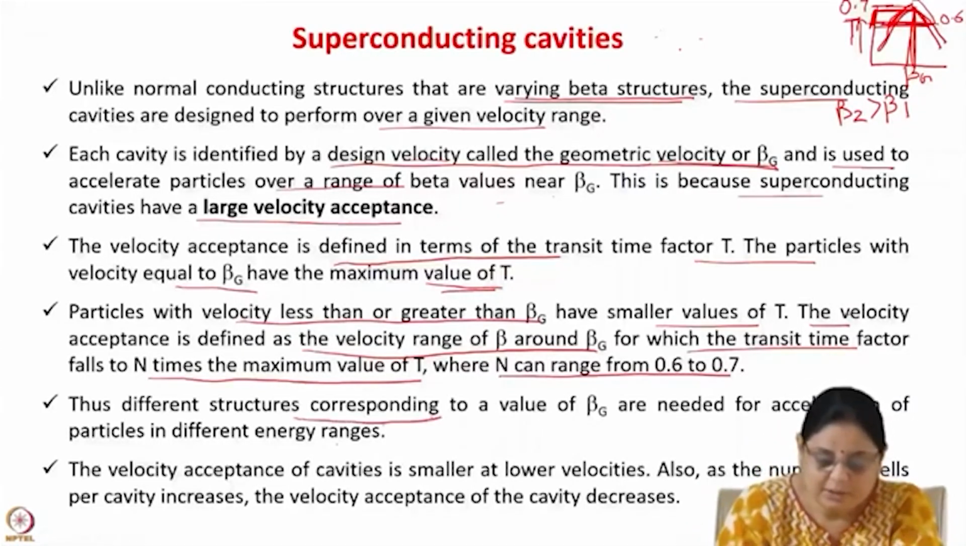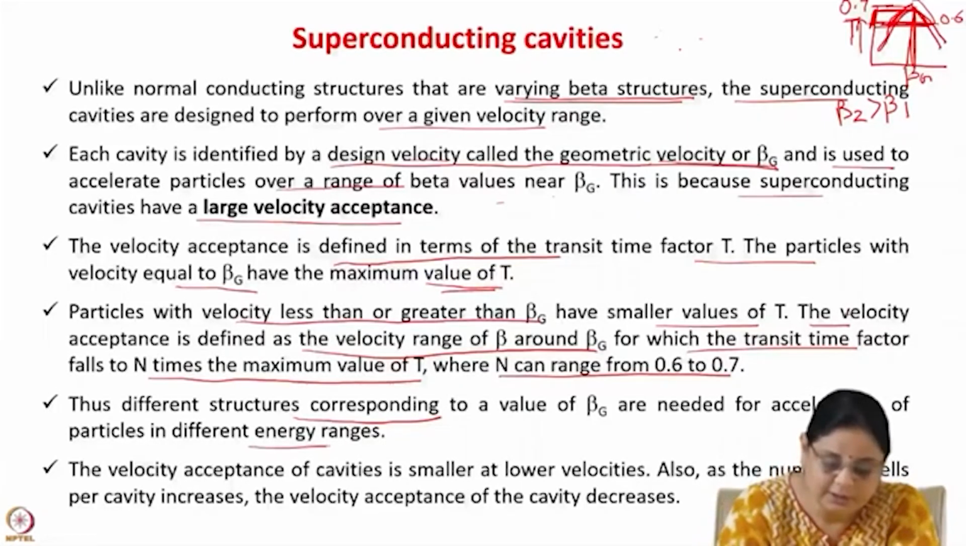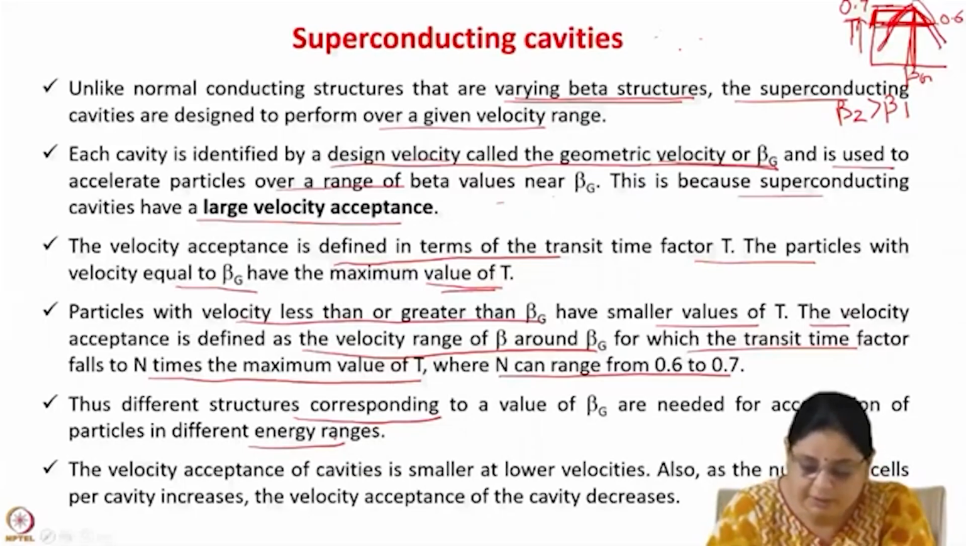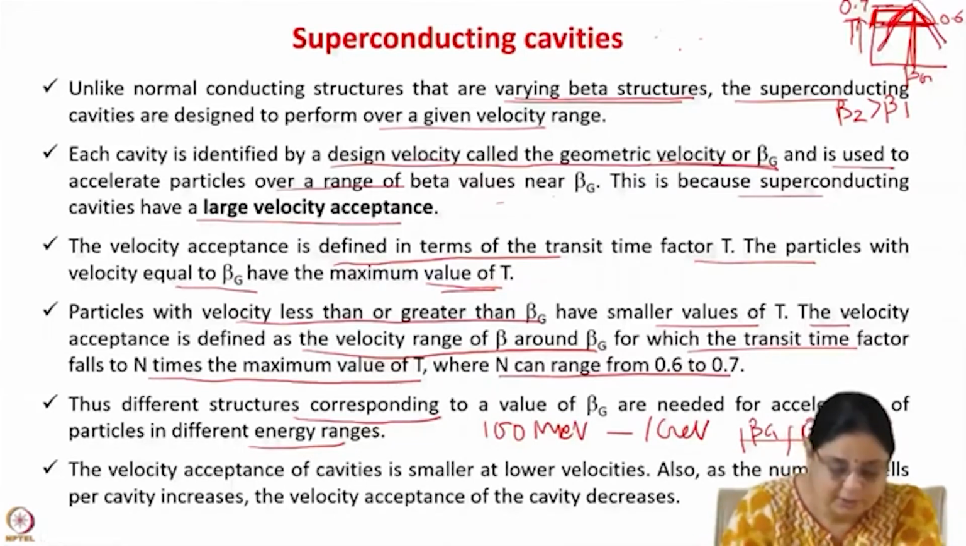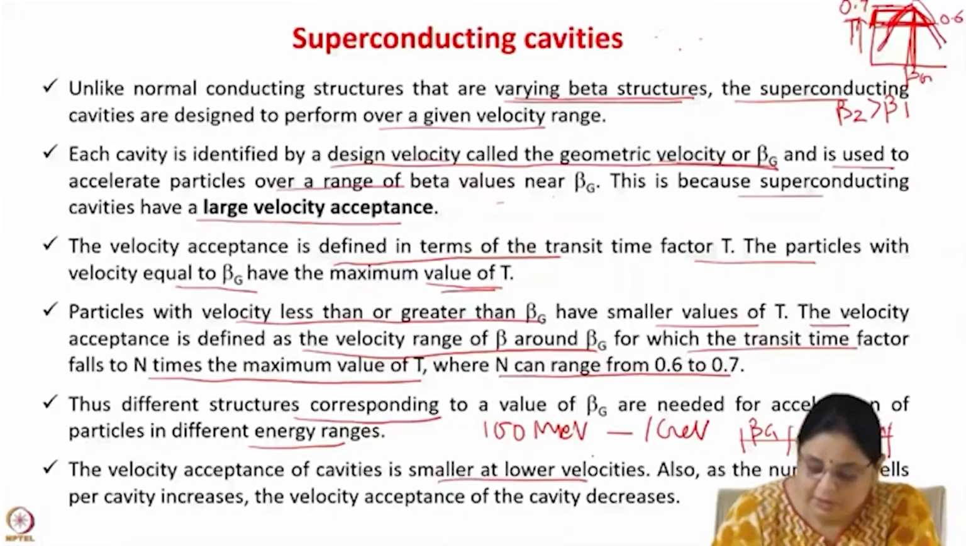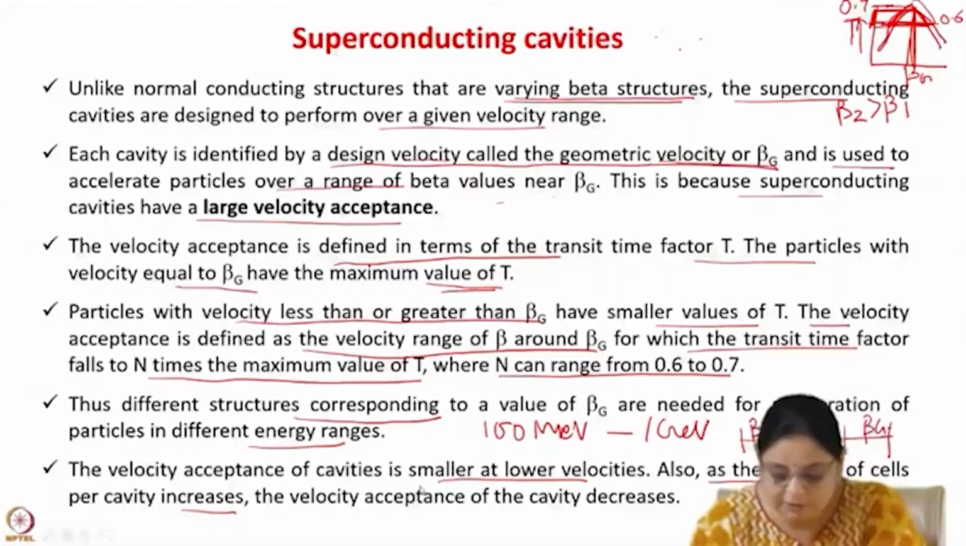The different structures corresponding to the value of beta g are needed for acceleration of particles in different energy ranges. So if you have to accelerate, let's say protons, from 100 MeV to 1 GeV, you divide it into different types of structures, let's say 3 structures with different beta g, and you use these structures for acceleration. The velocity acceptance of cavities is smaller at lower velocities. Also, as the number of cells per cavity increases, the velocity acceptance of the cavity decreases.